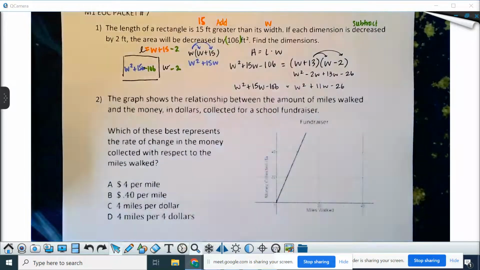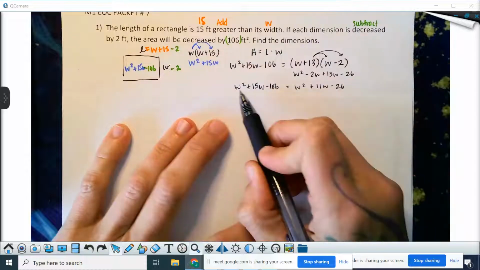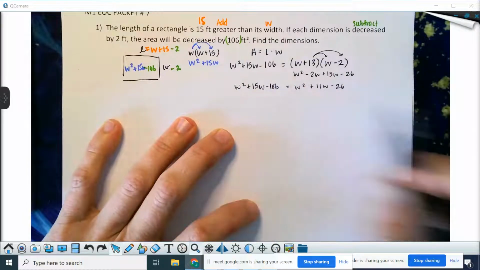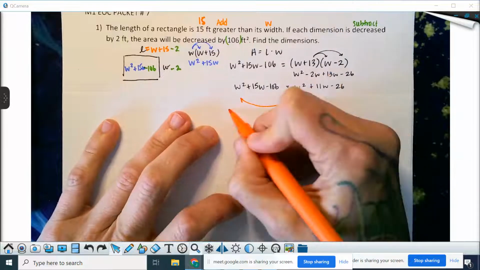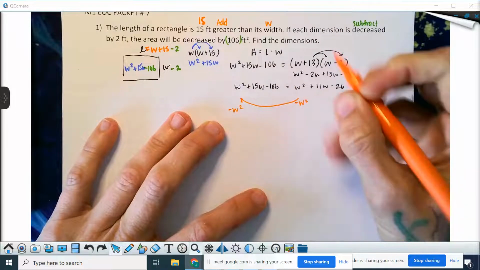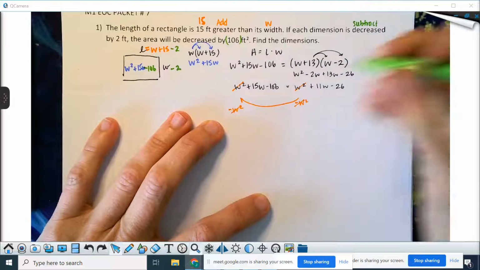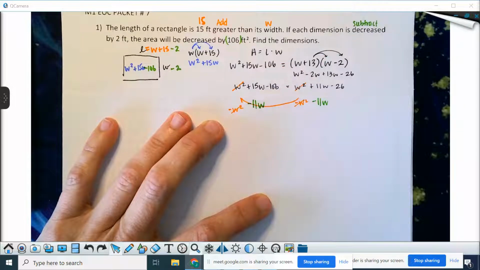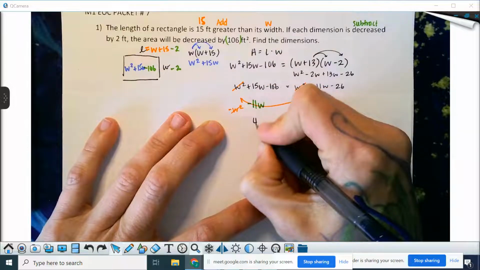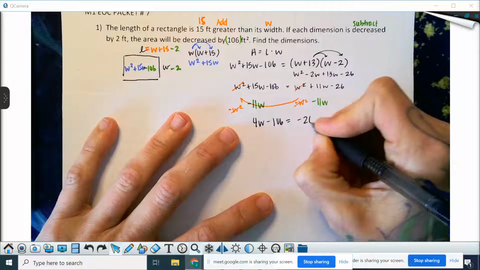Now, we have run out of space on my paper, so I'm going to grab a scratch piece and keep working down. You're going to combine like terms, because as we've said before, as soon as you see W squared, you need everything on one side. I'm going to just choose to move everything to the left. So I'm going to subtract W squared, and then those are going to go away. I'm going to move my 11W, so I'm going to minus 11W from that 15, which will give me 4W. Then I have 106 equals, and I'm down to that negative 26.